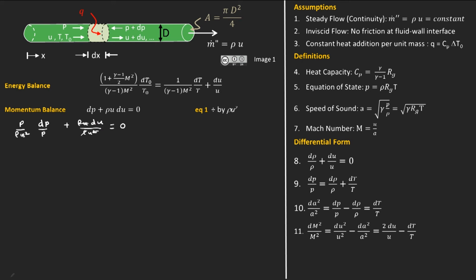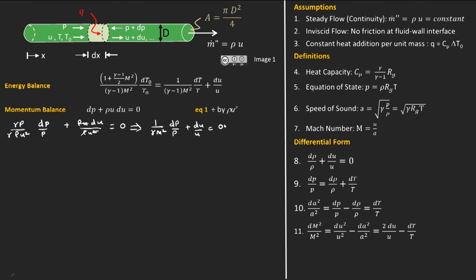Once we have p over rho, we always cast an eye at the speed of sound expression and say, if we square this, a squared is gamma p over rho. We have a p over rho, so all that's missing is a gamma over a gamma. So gamma p over rho is going to be a squared over u squared is going to be 1 over Mach number squared. So this is again leading us to very familiar territory, which is we get 1 over gamma M squared times dp over p plus du over u equals 0.